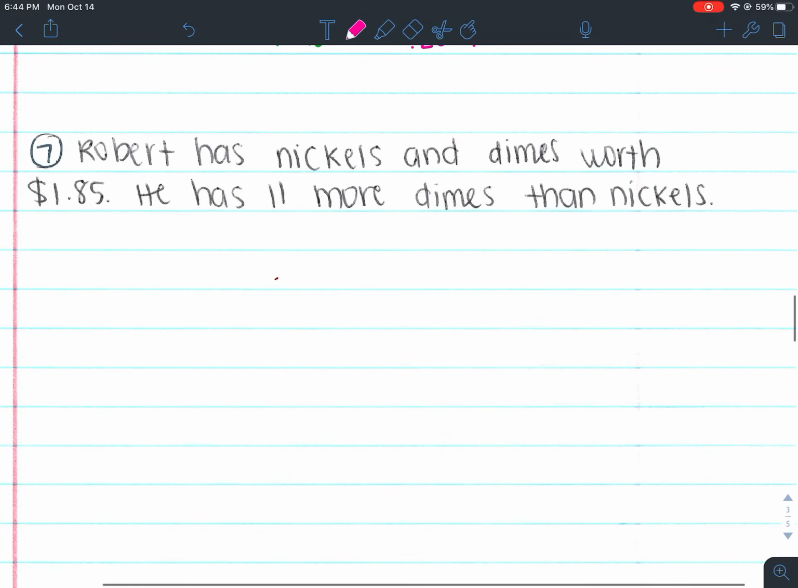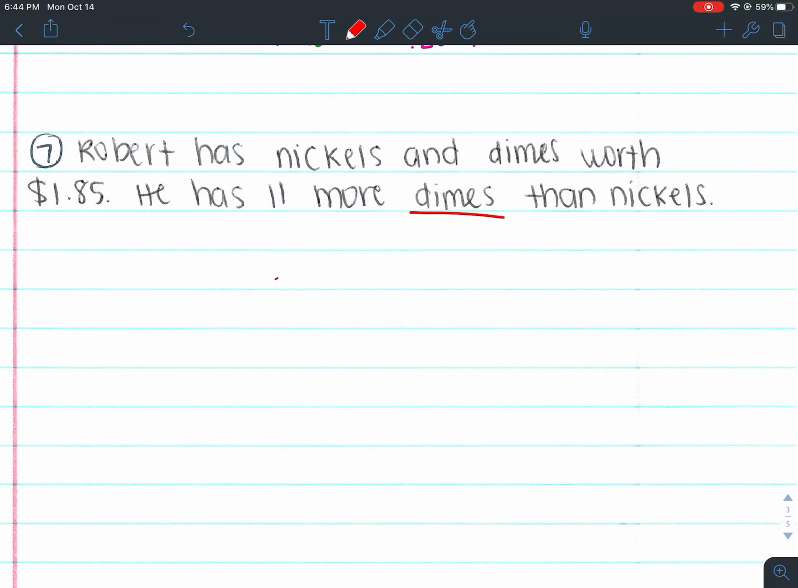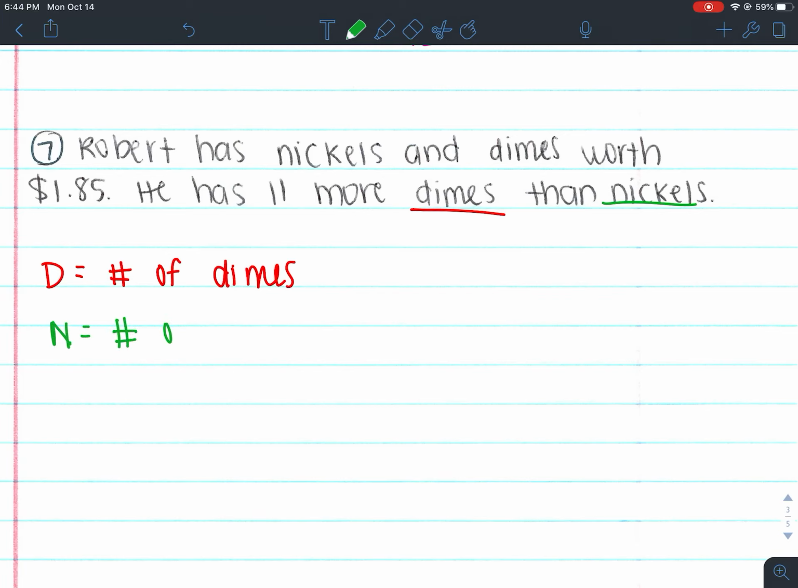Okay, 7. Robert has nickels and dimes worth $1.85. He has 11 more dimes than nickels. Okay, so my 2 variables here are dimes and nickels. So D is going to be the number of dimes, and N is going to be the number of nickels.